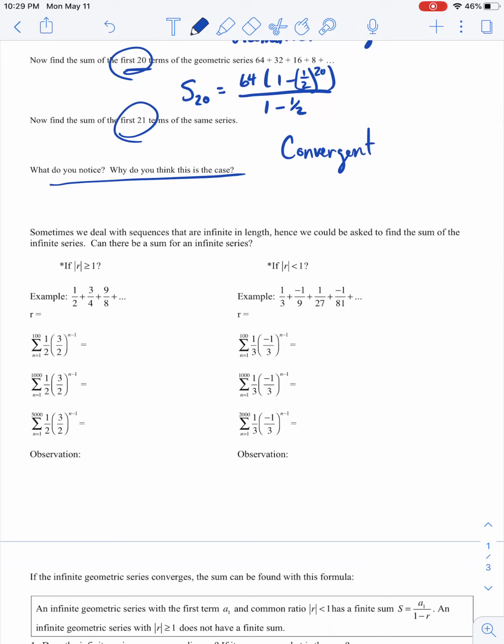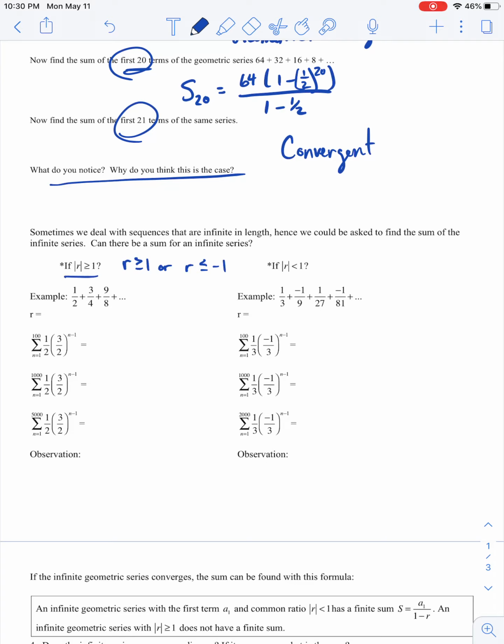Sometimes, right, we deal with sequences that are infinite in length. So we're asked to sum up an infinite series. And so the way we write this, right, is if the absolute value of the ratio is greater than or equal to 1. Another way of saying that is that r is greater than or equal to 1, or r is less than or equal to -1.